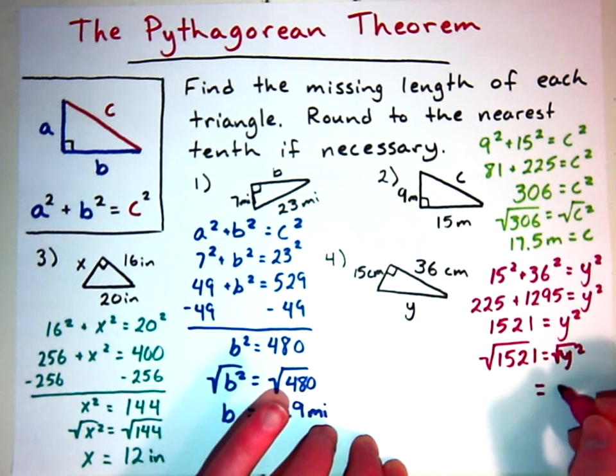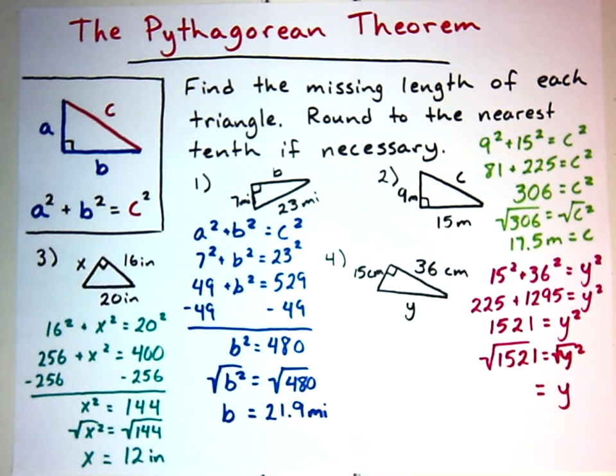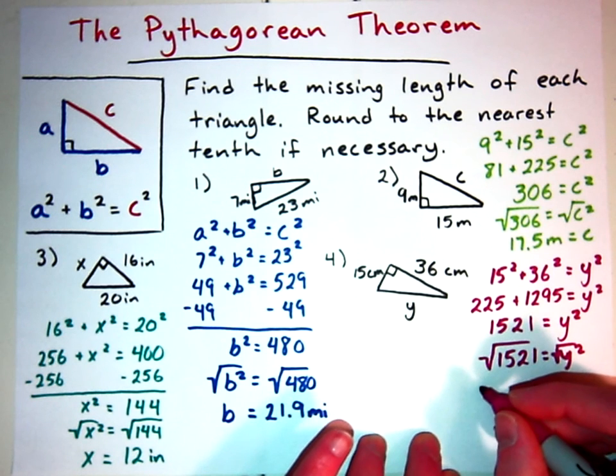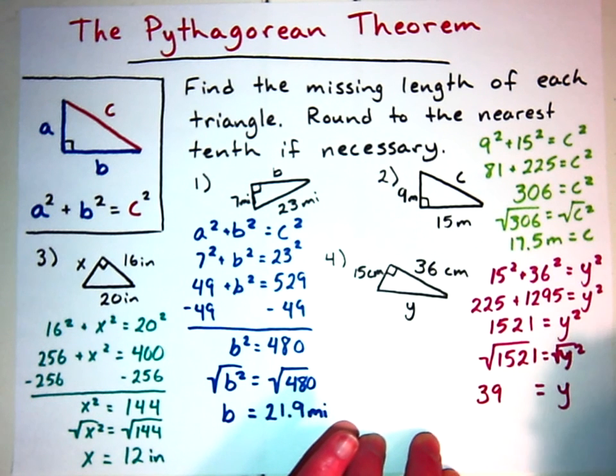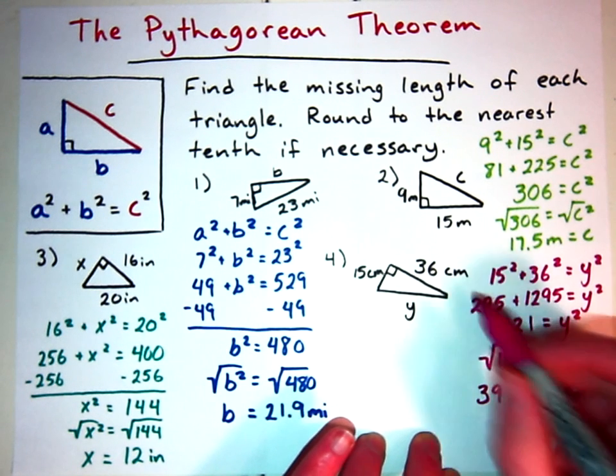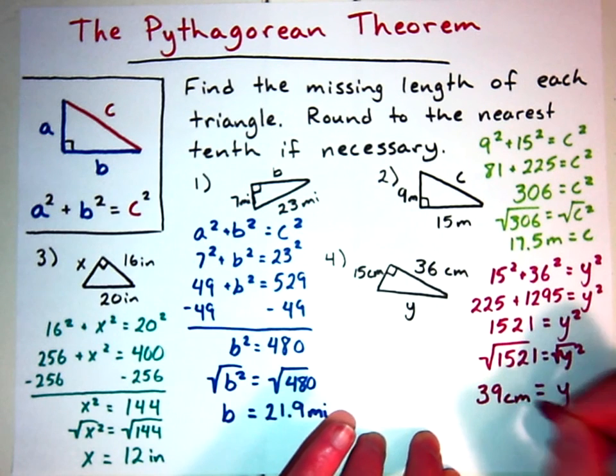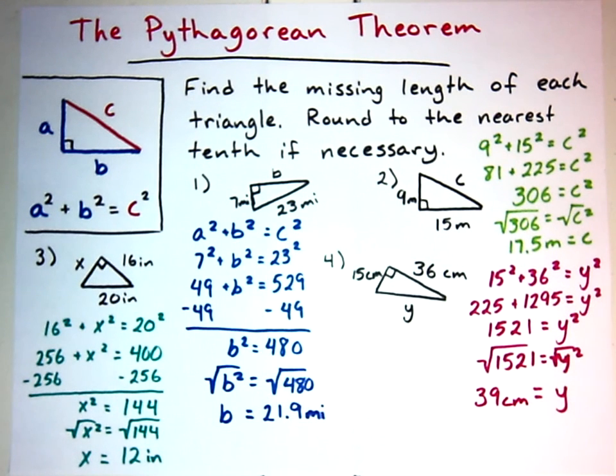Okay, so I'm going to get y, and let's find the square root of 1,521. That's going to get us simply 39. It's a perfect square, so that's very nice. It's 39, and what's the measurement? It's in centimeters. So that is a brief lesson on the Pythagorean theorem and how to utilize it to find missing values. Good luck!